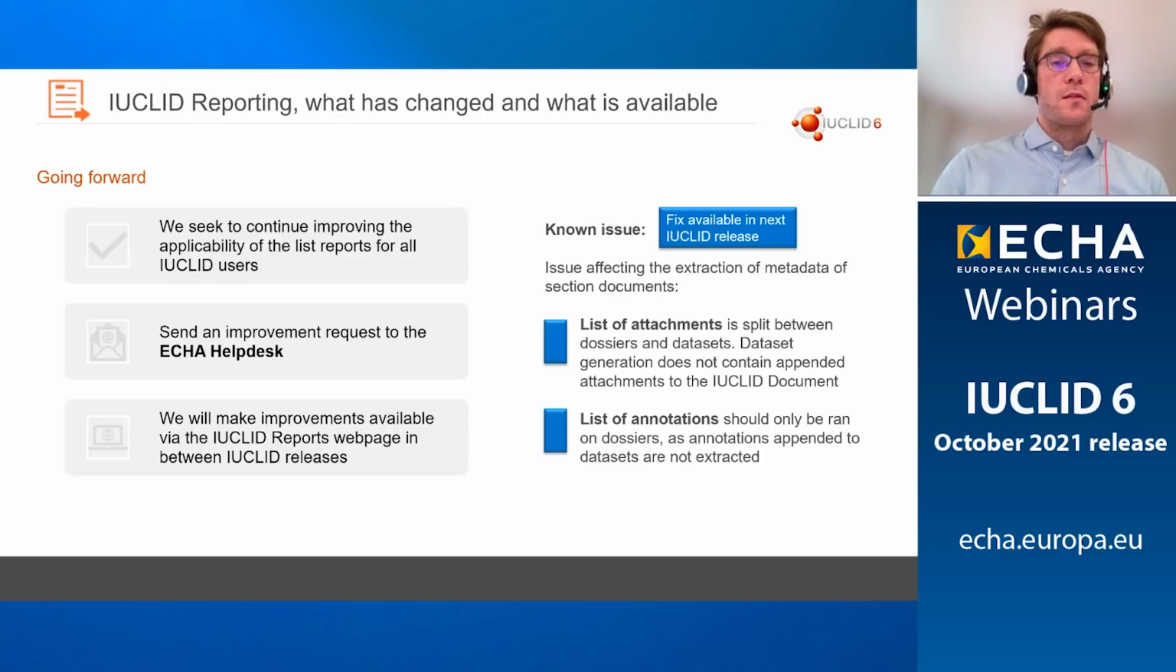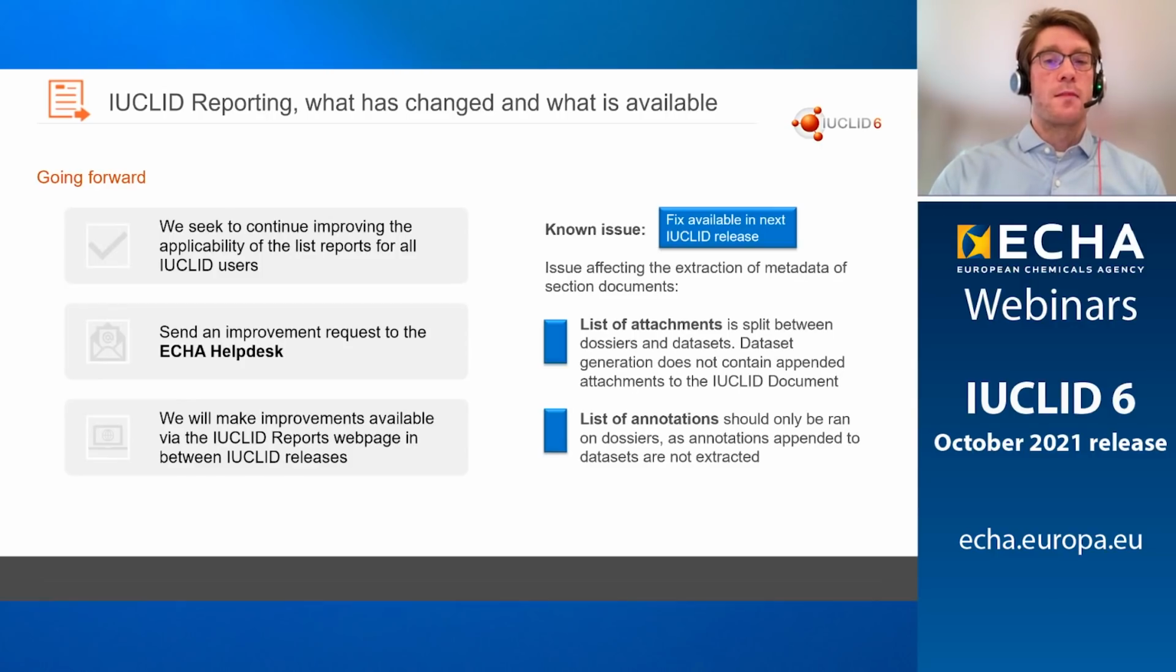If you have an improvement request or if you see any bug in one of these reports, please send this to the ECHA help desk. And any improvements or fixes we make to the reports, we will indeed publish on the Euclid reports webpage. When we publish the changes, you can download these and upload them into your Euclid instance and generate reports using the latest report templates.